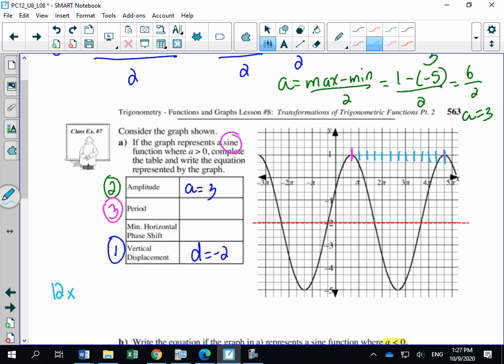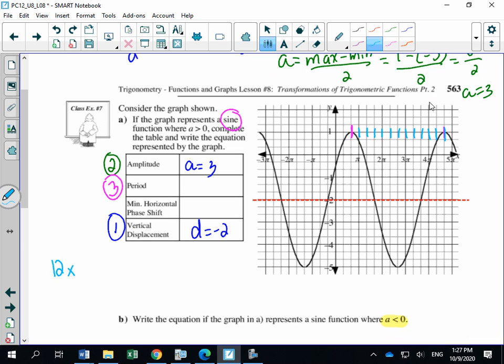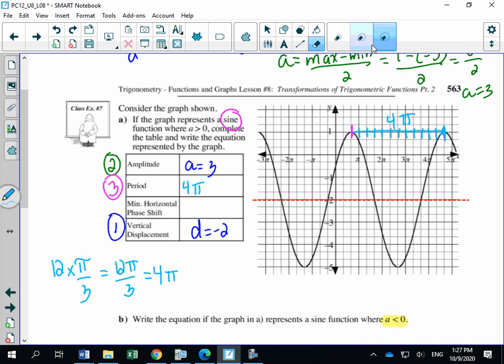Each box, I said, is worth pi over 3. And this would be 12 pi over 3, which is equal to 4 pi. So my period is this here, which is 4 pi. That's what my period is. Once you calculate period, say to yourself, what is period attached to? Like which parameter is period attached to? And it's attached to the b parameter. So once I have period, I'm going to figure out what b is.